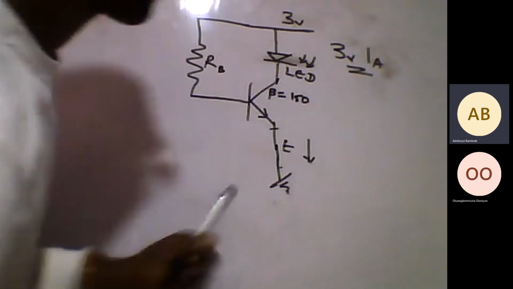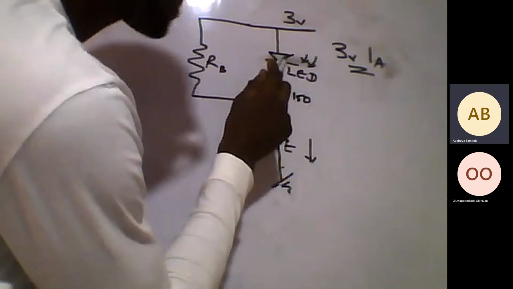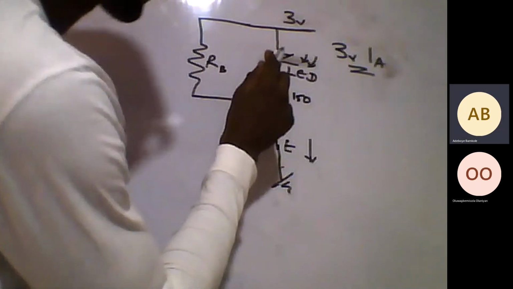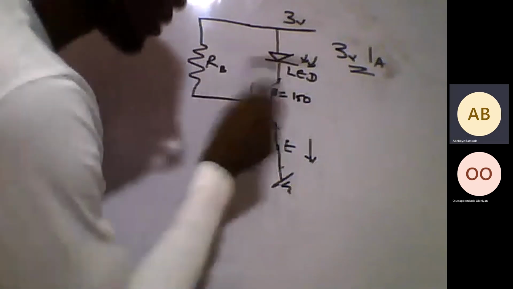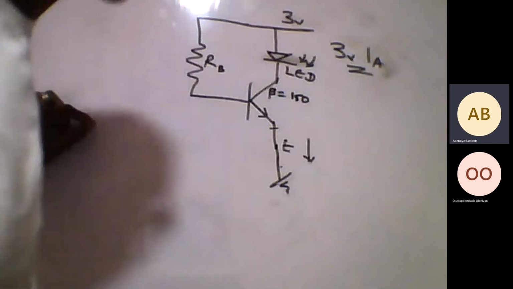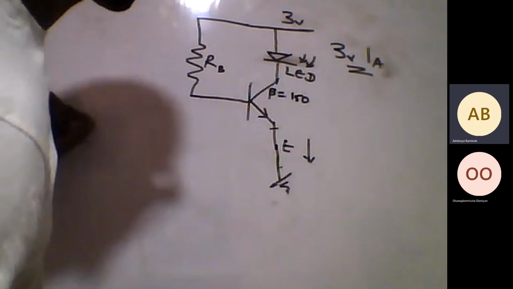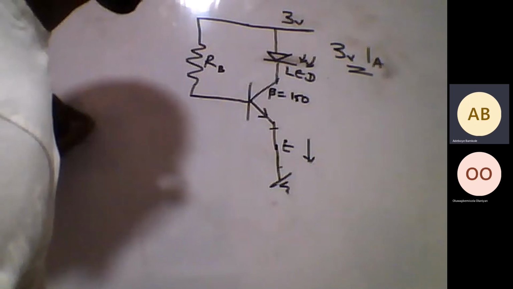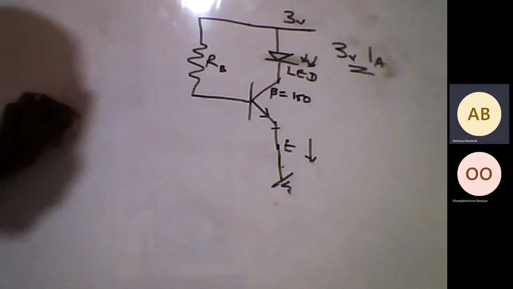I can't get the question, sir. Okay. I said for this LED to have 1 amp flowing through it, what does it mean for the transistor? That the transistor will amplify the current, it will supply the available current.